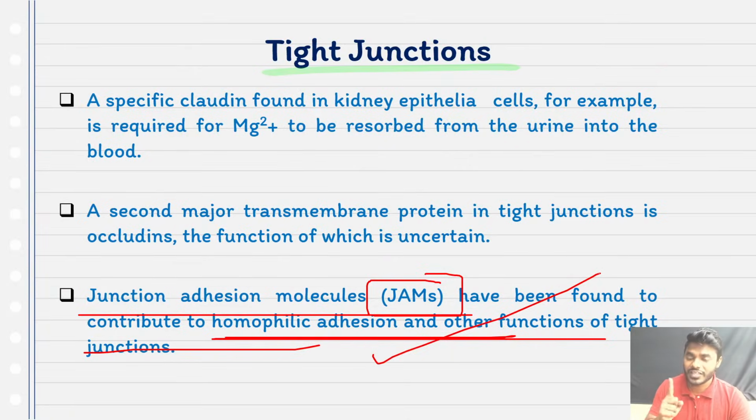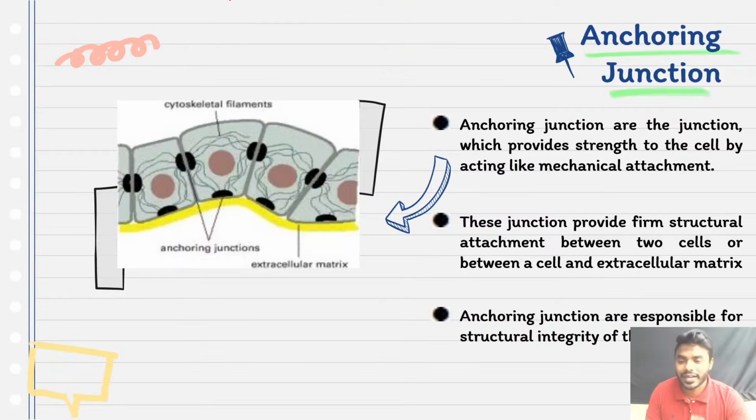That is about the first junctions, tight junctions. Do not get confused with this. And where is the tight junction present? Tight junction is not present between cell to matrix. The tight junction is present always between cell to cell, right?